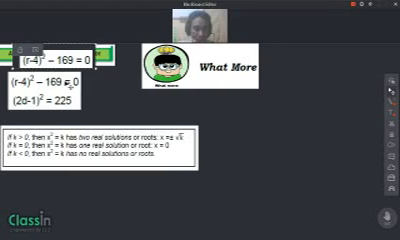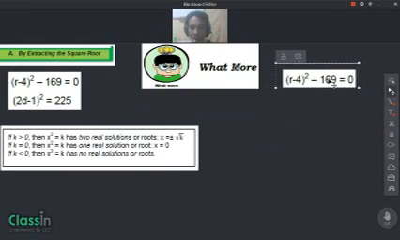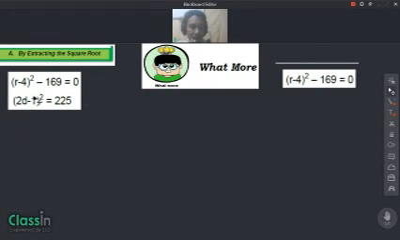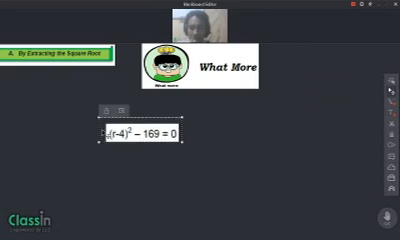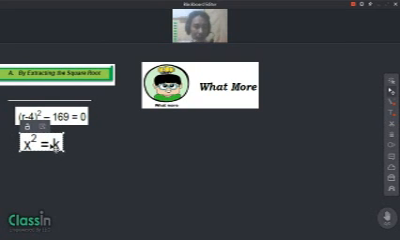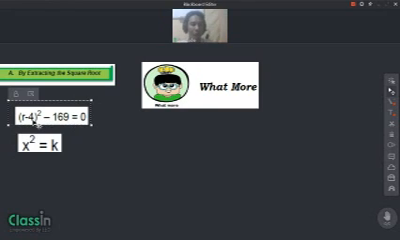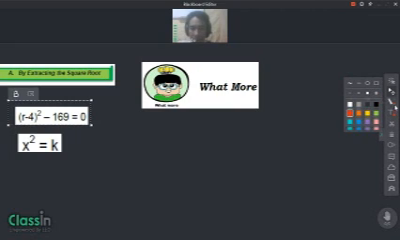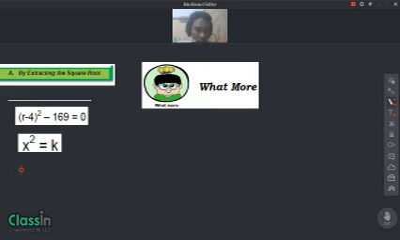Quantity r minus 4 squared minus 169 equals 0. So we're going to transform this into the form x squared equals k. So x squared equals k. Okay, so we're going to transform our equation in the form x squared equals k, like this one. So what you're going to do, you're going to apply here addition property of equality so that we can transfer negative 169 to the right side of our equation.